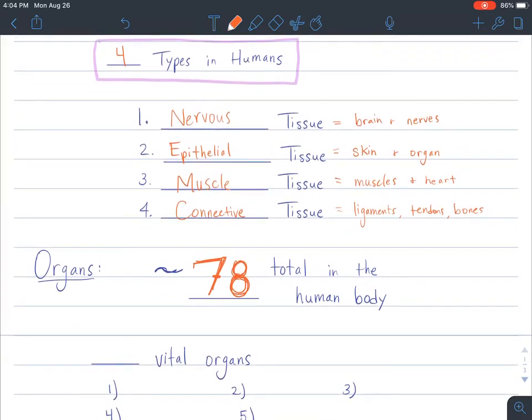But regardless, we have 78 total organs in the human body that are all made up out of the 4 different types of tissues. Now, for example, your heart has muscle tissue. It's not all muscle tissue, it's mainly muscle tissue, but it has to know when to increase its speed and when to decrease its rate at which it pumps the blood. And so it actually has nervous tissue. It has nerves that also make up part of the heart so that our brain can talk to our heart and our heart can talk to our brain.